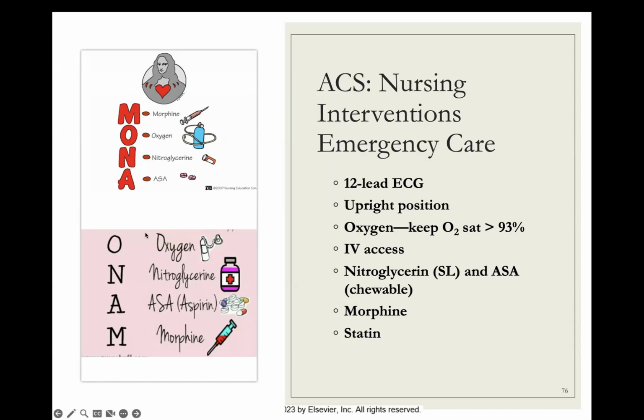The bottom picture here I added says ONAM. MONA is so much easier to remember, but ONAM is actually the order in which you would do these things, right? So you would give the patient oxygen first, because of our ABCs. And then nitroglycerin, because airway and breathing trumps circulation issues. Then we would give aspirin, and then morphine we would take care of last.